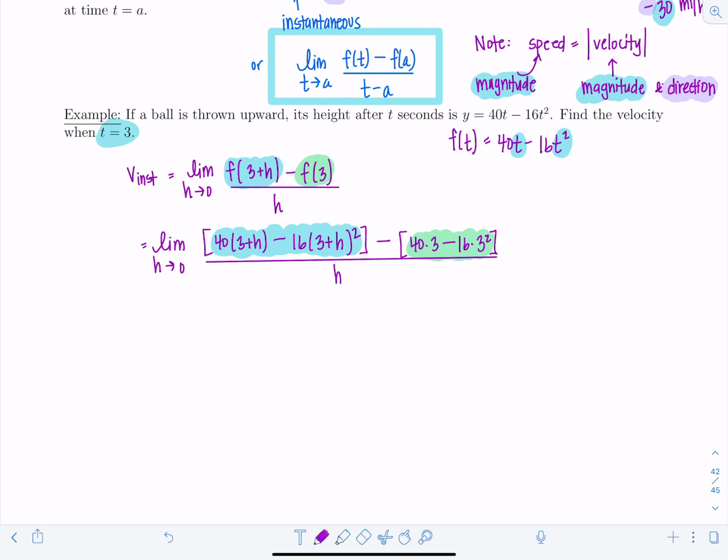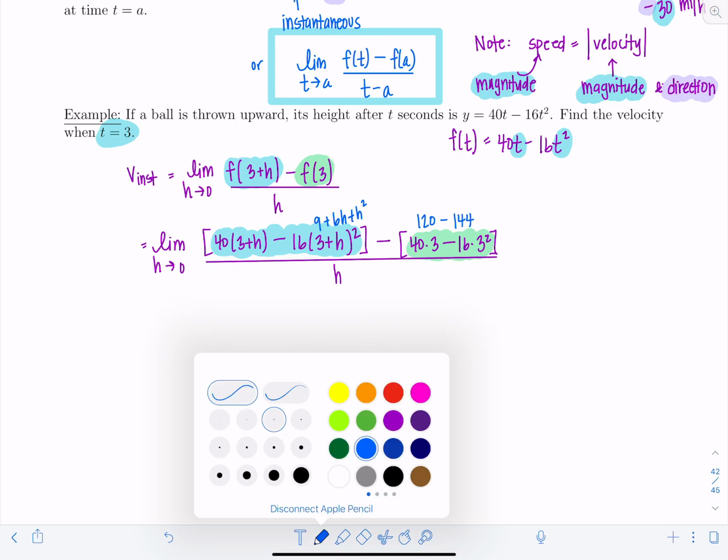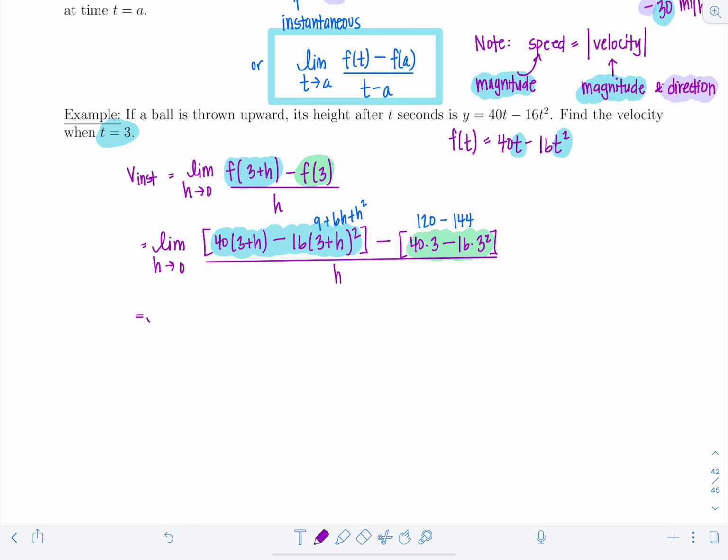Okay, now we're going to multiply everything out. 3 plus h quantity squared, that's 9 plus 6h plus h squared. And then 40 times 3, that's 120 minus 16 times 9 is 144. Great, so we're going to have the limit as h approaches 0.